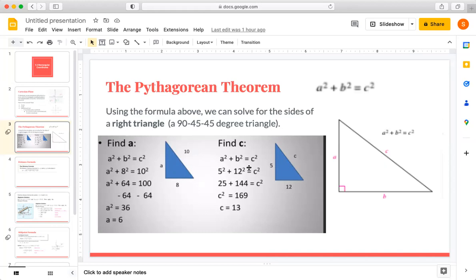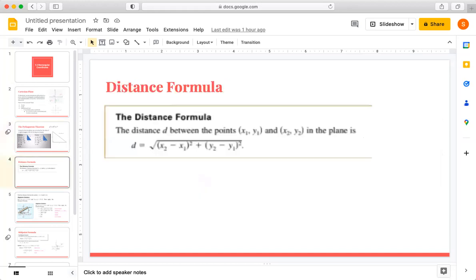Now for solving for C, it's the same method. You just plug it in. It doesn't matter which one is B and which one is A, 5 or 12, as long as C squared is on the other side. And you'll end up getting 13. Those are the examples.